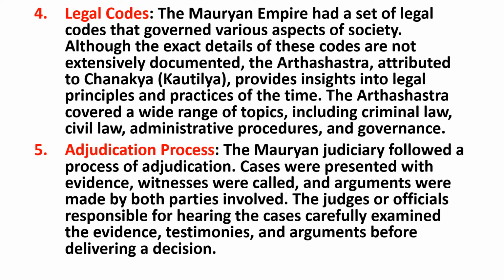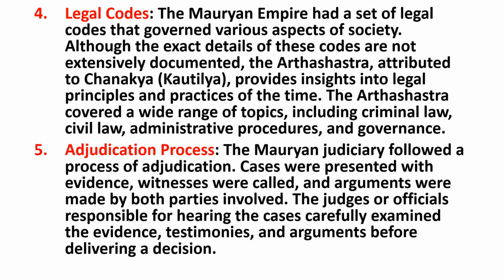Fourth one, legal codes. The Mauryan Empire had a set of legal codes that governed various aspects of society. Although the exact details of these codes are not extensively documented, the Arthashastra attributed to Chanakya provides insights into legal principles and practices of the time. The Arthashastra covered a wide range of topics including criminal law, civil law, administrative procedures, and governance.